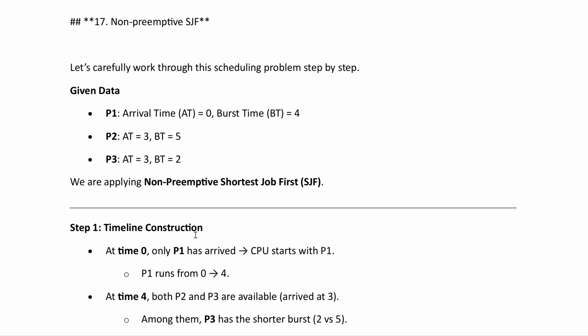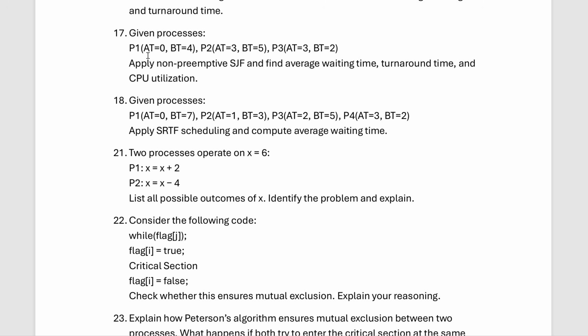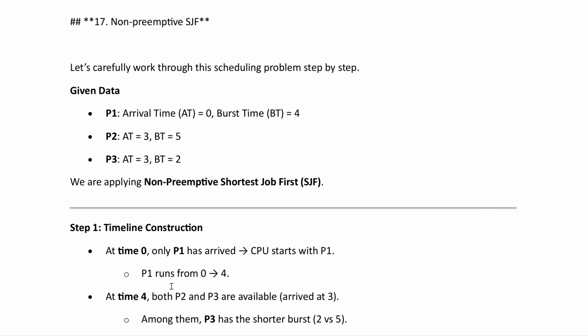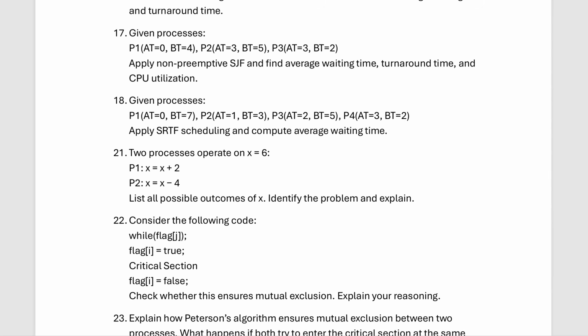So this is the timeline construction. The process P1 arrives at 0, P2 at 3, and P3 also arrives at 3. But P1 will execute first for a burst time of 4 because it arrived at time 0. Now we have reached time 4.